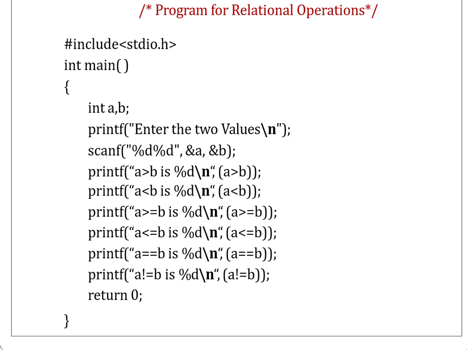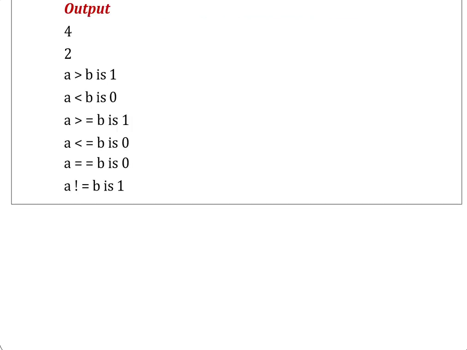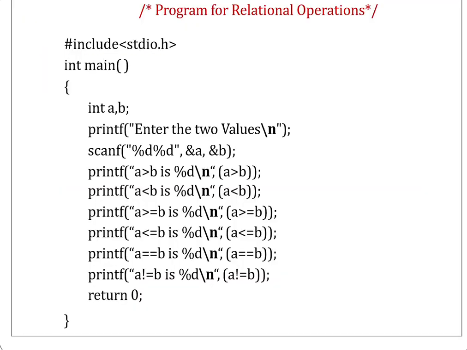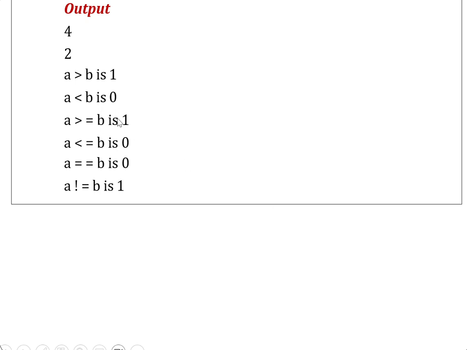So here you see the program where you're comparing. Obviously, you're going to take the value of A as 10 and B as 4. This line is going to check if A is greater than B. So is A greater than B? Yes, A is greater than B because A is 10 and B is 4. So you'll get A greater than B is 1, because the true value is equal to 1. A less than B is not true, so you are going to get false, so 0. A less than B is 0.